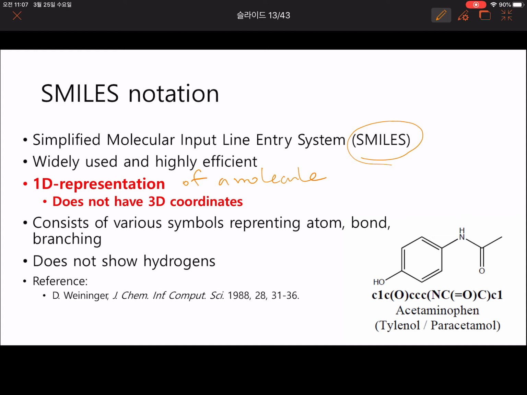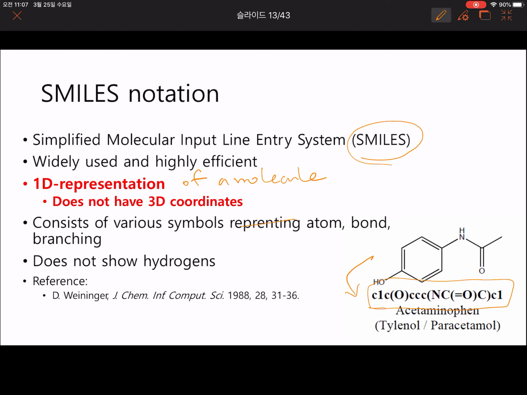The purpose of SMILES notation is to save a molecular structure in a very simple form, like a text. On the right bottom, there is an example of the SMILES notation of a molecule, the SMILES notation of acetaminophen. The molecule is represented as a 1D text. It consists of various symbols representing atoms, bonds, and branches.